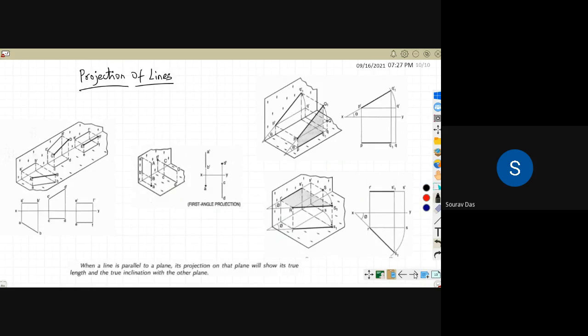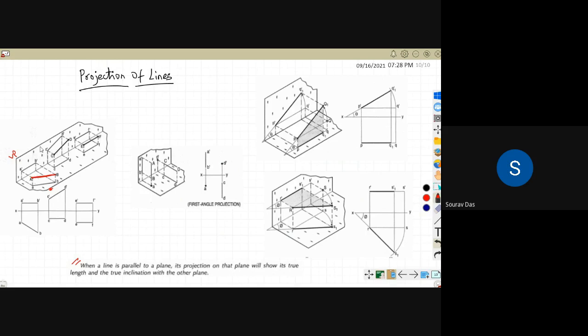Now let's see projection of lines. So the first case, when the line is parallel to one or both of the planes. If you see this example, in this case, this line is parallel to this vertical plane, and it is inclined, it is parallel to this horizontal plane, and it is inclined to this vertical plane. So when a line is parallel to a plane, its projection on that plane will show its true length.